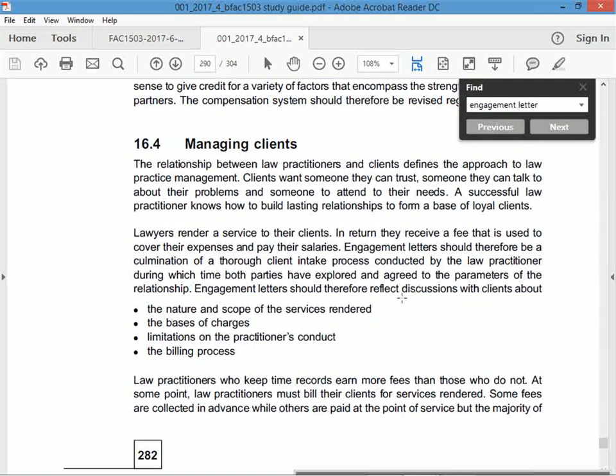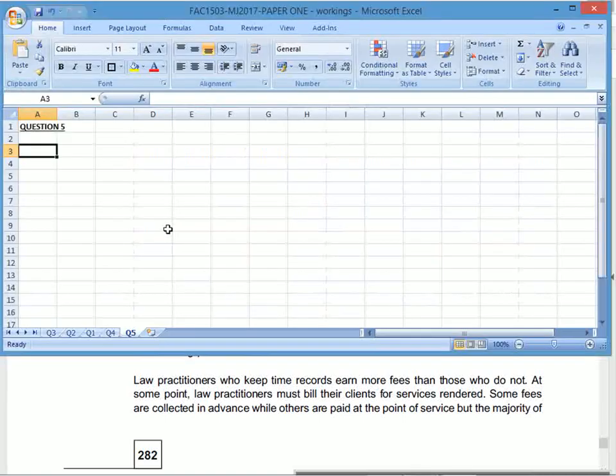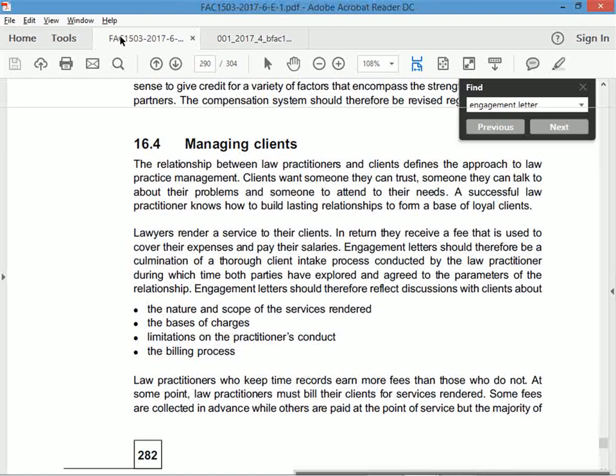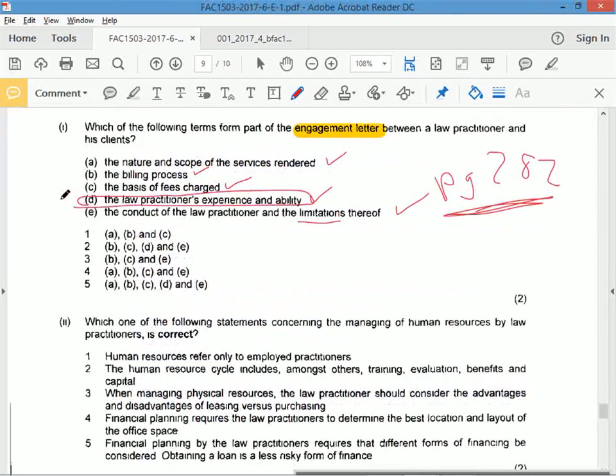So having said that, I would be going with question 5A. This one would be out because it's not specifically in the list on page 282. I would go with A, B, C, E. A, B, C, E, option 4.